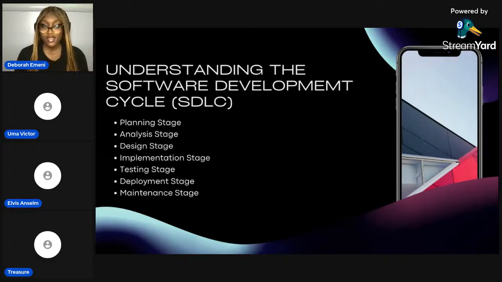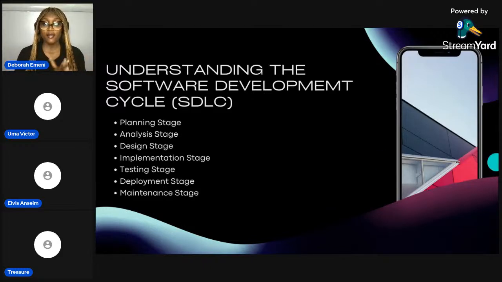Then we also have the deployment stage that follows the testing stage. What happens here is the application is made available to users to install. Then we have the maintenance stage, where the software is monitored to discover any issues, fixes that need to be made, and make necessary updates.